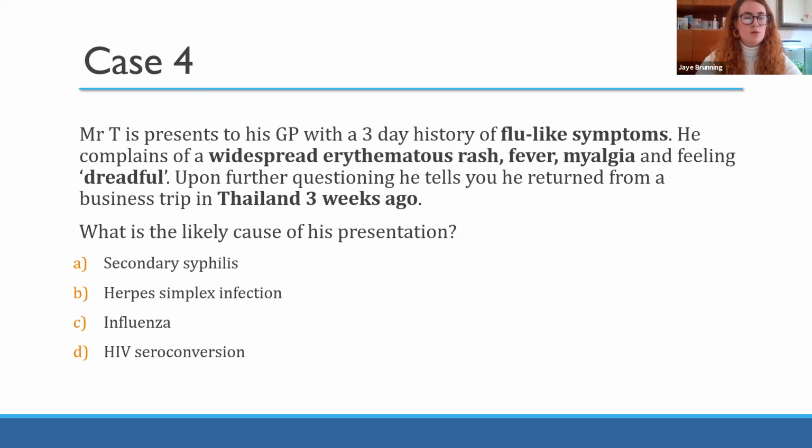So back to case 4. We've highlighted again the things that are important. He presents to his GP with a 3-day history of flu-like symptoms. He complains of a widespread erythematous rash, fever and myalgia, and he feels dreadful. Upon further questioning, he tells you that he returned from a business trip in Thailand 3 weeks ago.